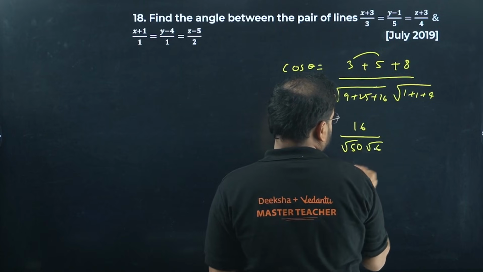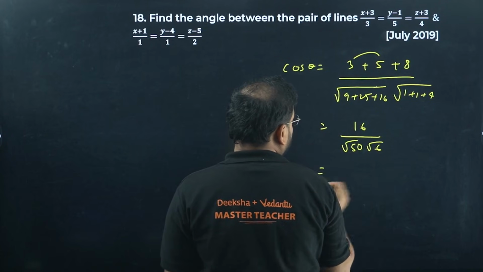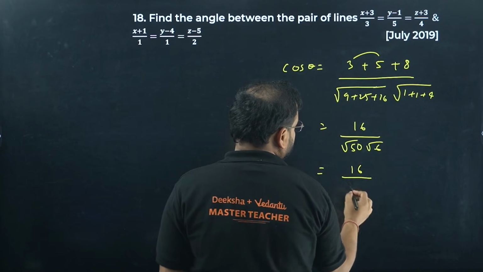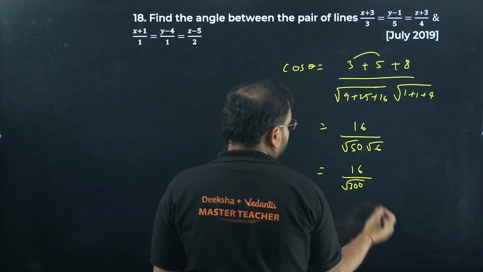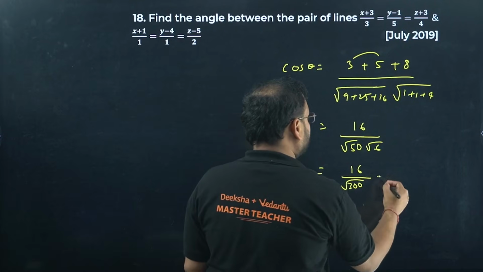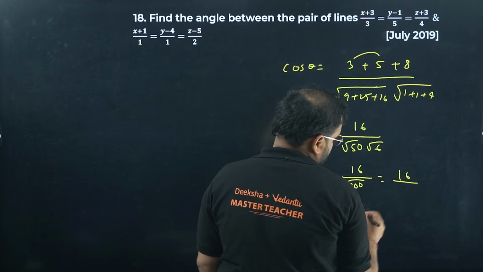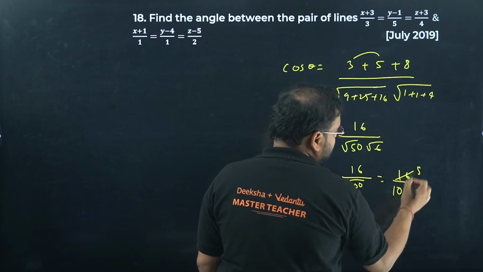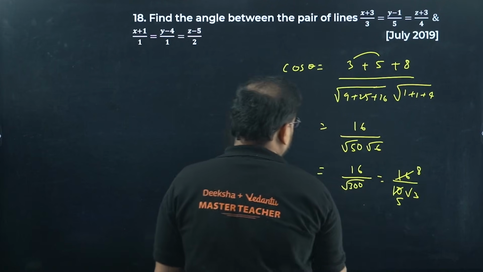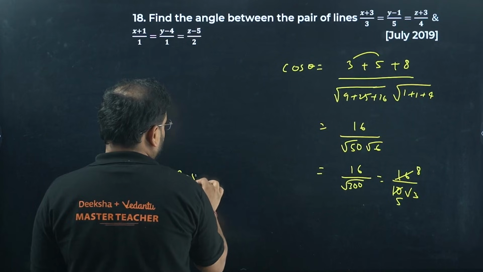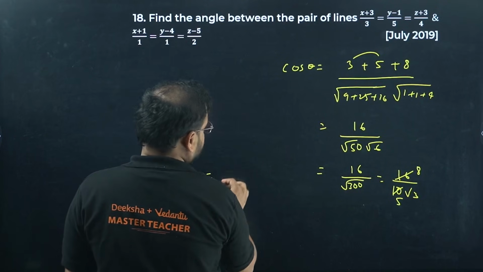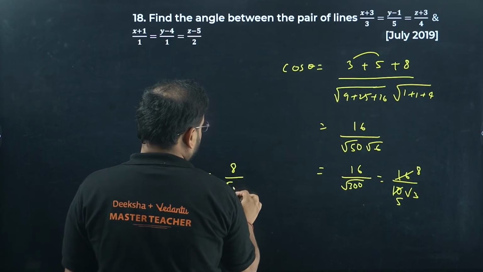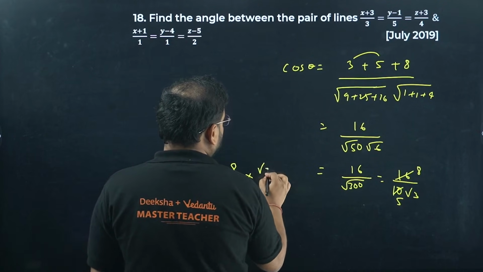This is nothing but 6. Right? So 16 by root 300, yeah. So it will become 16 by 10 root 3. 2 8s are 16, 2 5s are 10. So I'm getting here this value of cos theta as 8 by 5 root 3. Rationalize it. Root 3 by root 3.